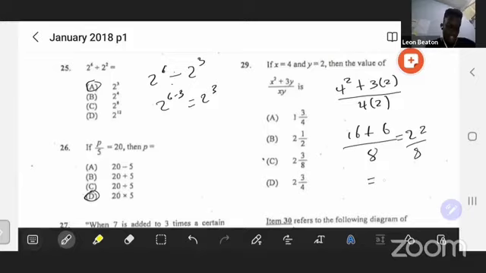Which is the same as 8 twos are 16. 16 and how much more equals 22? 16 plus 6 equals 22, so 2 and 6 over 8. When you break this down, 6 divided by 2 is 3, 8 divided by 2 is 4. So this is 2 and 3 over 4, which is B.